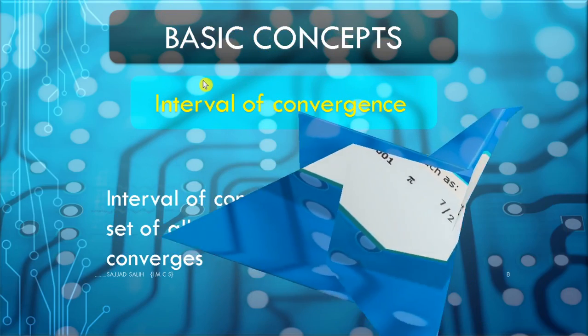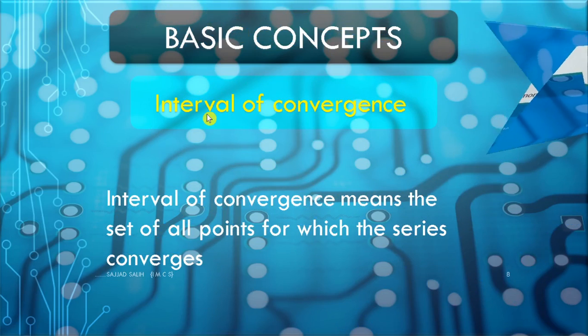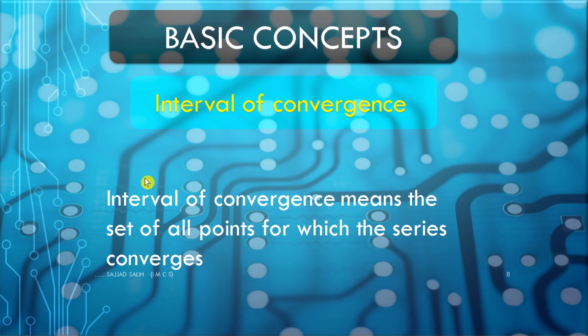Okay, so basic concepts. What is the interval of convergence? The interval of convergence means the set of all points for which the series converges. Example: we learned that between 2 and 4 is an interval of convergence.